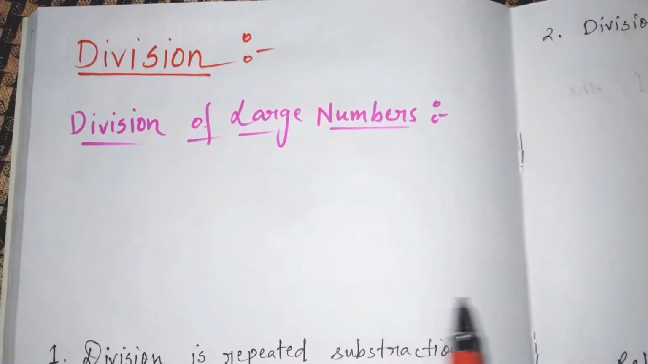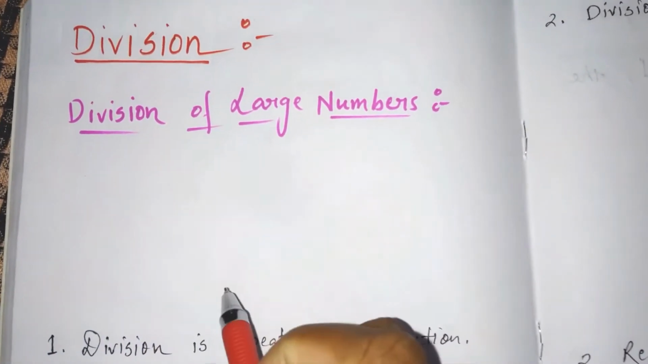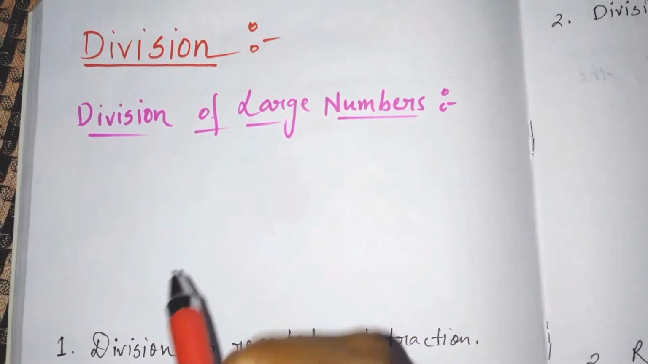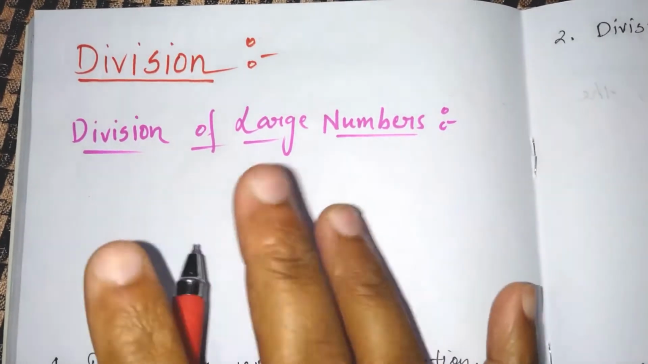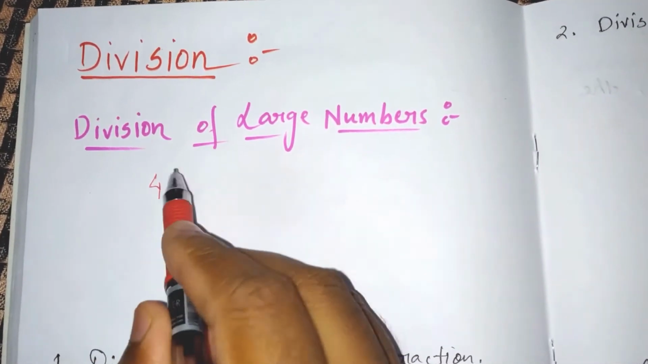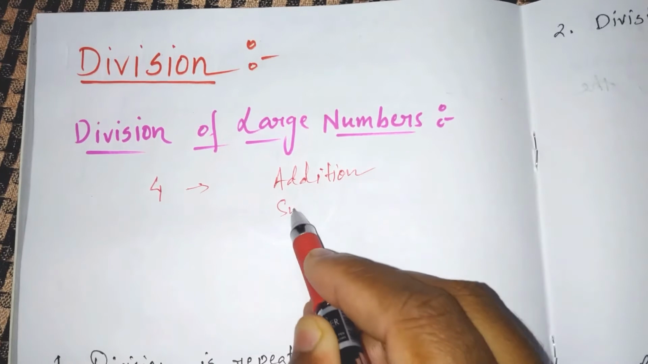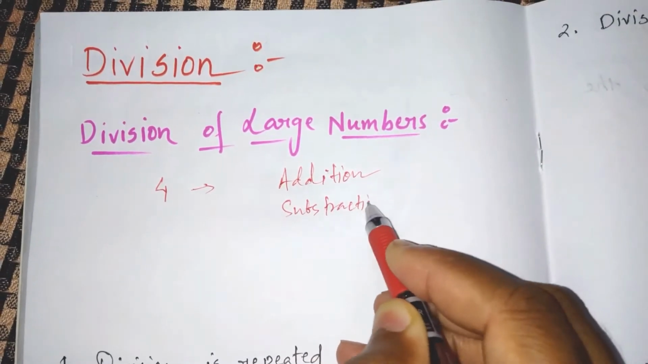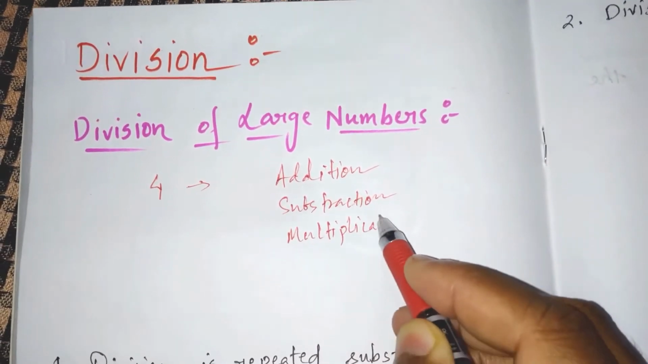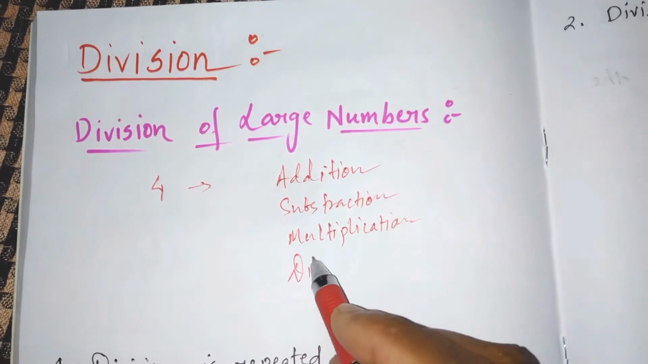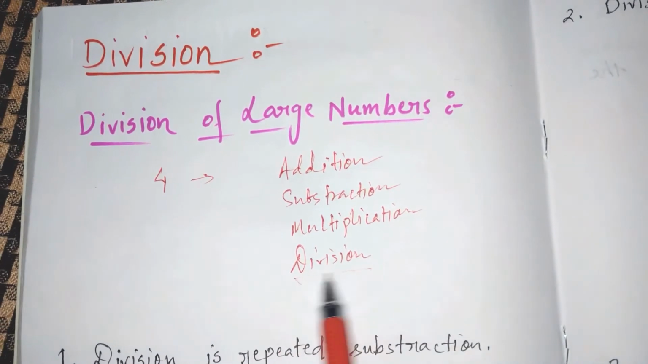Students, we know about division. We have done division several times in previous classes. So let's remind it. If I say what is division, division is one of the operations in mathematics. We have 4 operations: addition, subtraction, multiplication, and division. So there are 4 operations, among which division is one of them.